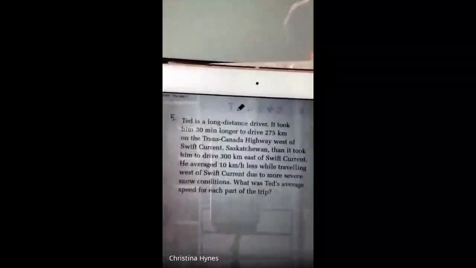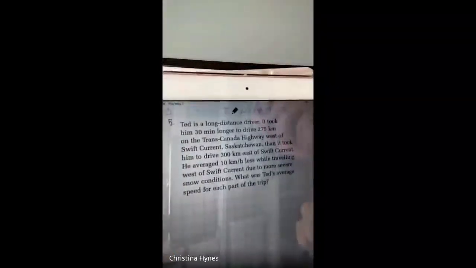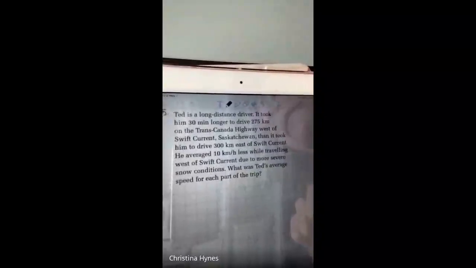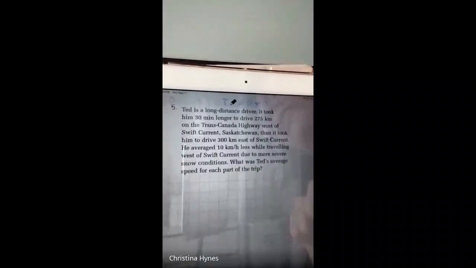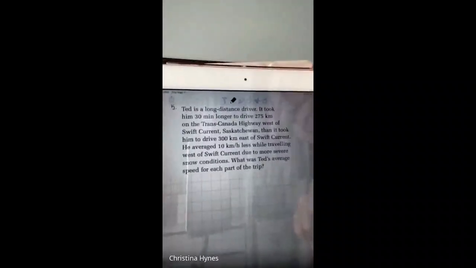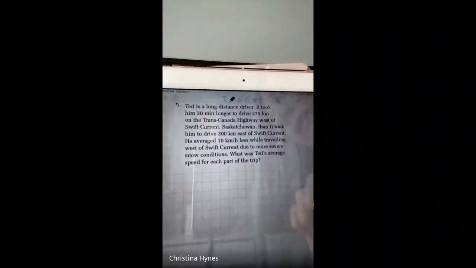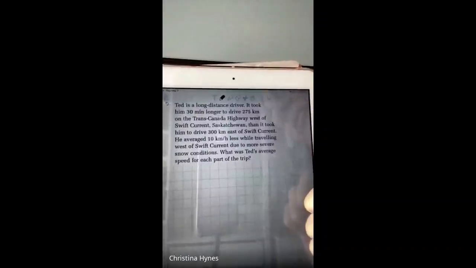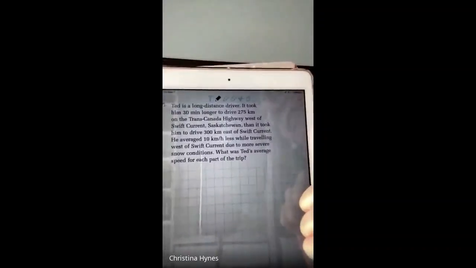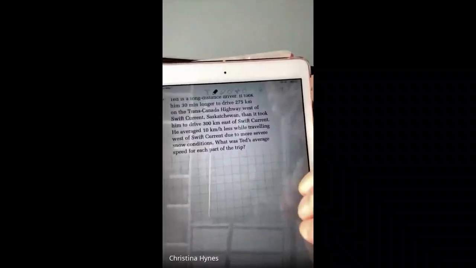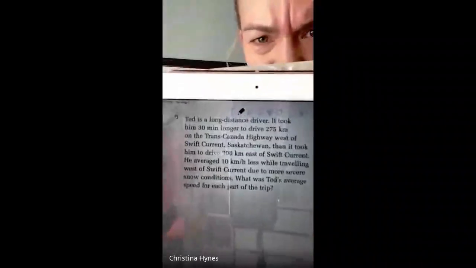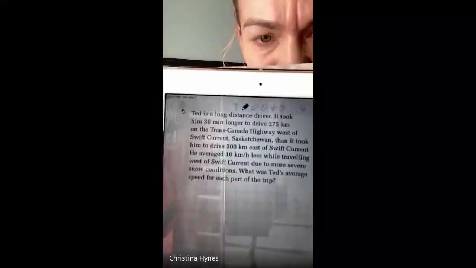So Ted is a long-distance driver. It took him 30 minutes longer to drive 275 kilometers on the Trans-Canada Highway, west of Swift Current, than it took him to drive 300 kilometers east of Swift Current. He averages 10 kilometers per hour less while traveling west of Swift Current due to more severe snow conditions. What was Ted's average speed for each part of the journey? That is the question I'm doing.